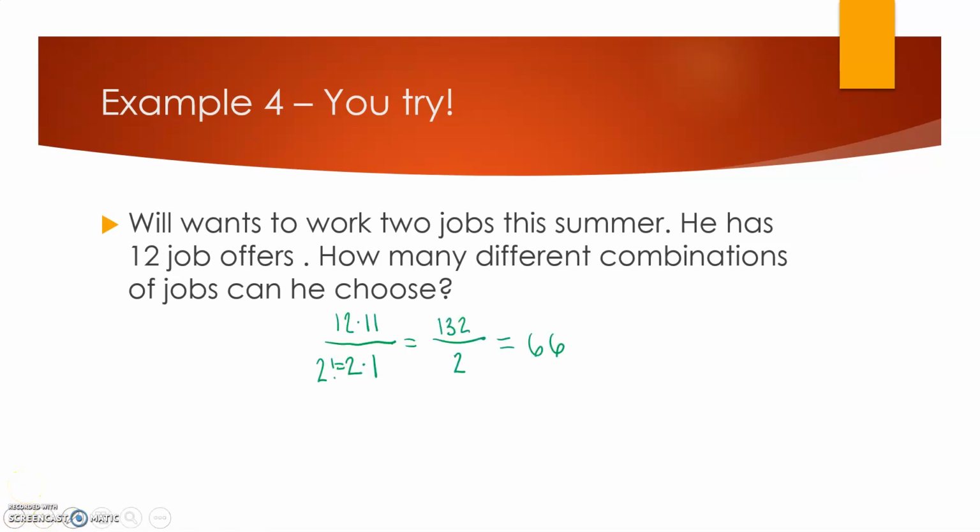So he has 12 job offers. He must be quite the employee. And he's going to work 2 jobs, so he can choose from 12 for his first job and 11 for his second job. And then we divide by the factorial of the smaller number, which is 2. So we get 132 over 2, which is 66.